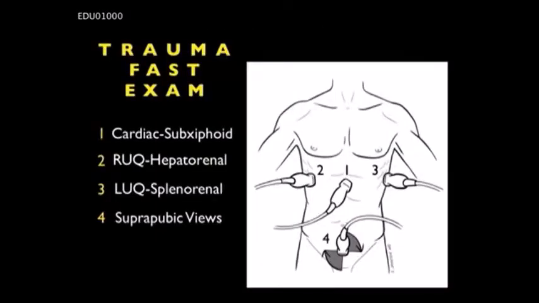Step 2 in the assessment of the tank is to look for tank leakiness or overload. This is performed by using the extended FAST exam, putting the probe into positions 2, 3, and 4, the right upper quadrant, left upper quadrant, and suprapubic views. This will determine the presence of free fluid within the abdominal, pelvic, and thoracic cavities.